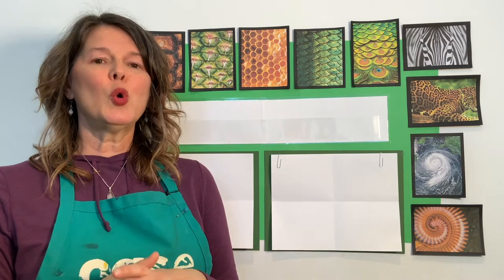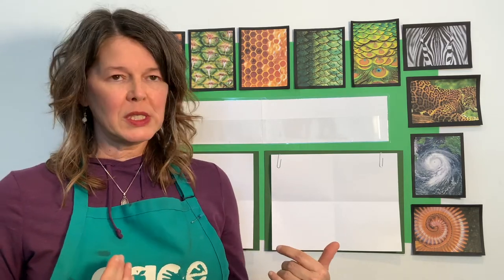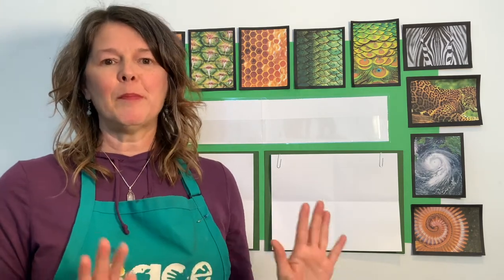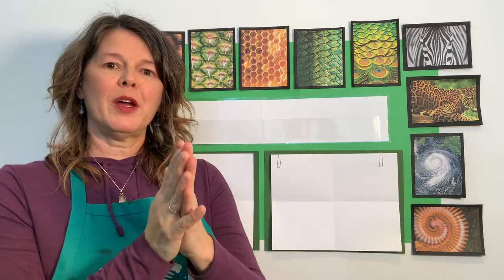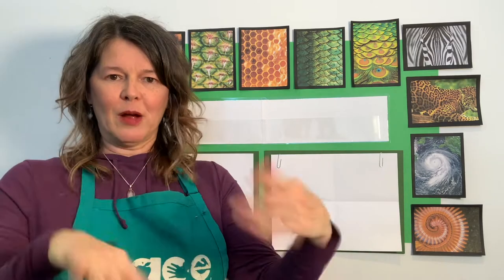All right, let's do A, B, B, and we're going to use shapes. Shapes is perfect for doing an A, B, B pattern. Let's do circle, square, square, circle, square, square, circle, square, square, A, B, B, A, B, B, A, B, B. Yay, shake it out.